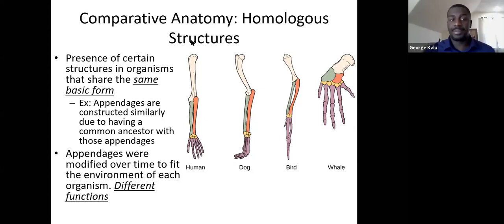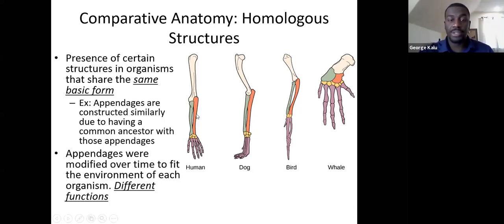For example, if we look at the human arm and hand, the dog arm and hand, or I guess its paw, the bird's appendages and the whale's appendages, we're going to see that those structures look very similar. You're first going to have a humerus bone, which is the upper arm bone.